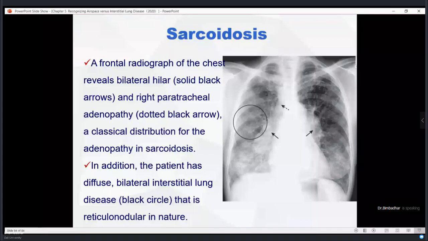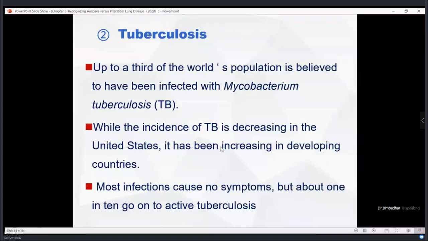Let us try to look at the basic statistics here. Up to a third of the world's population is believed to have been infected with Mycobacterium tuberculosis. Being infected doesn't necessarily mean that you have symptoms. Pulmonary tuberculosis has stages: asymptomatic patients, subacute patients, patients with peculiar symptoms, and patients close to death.